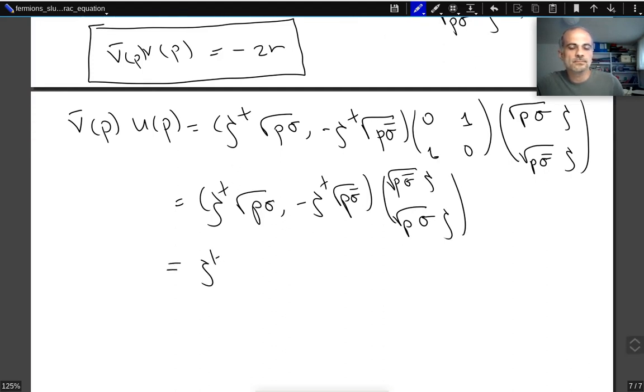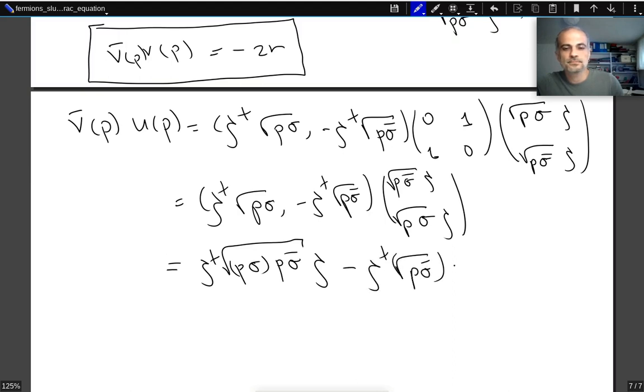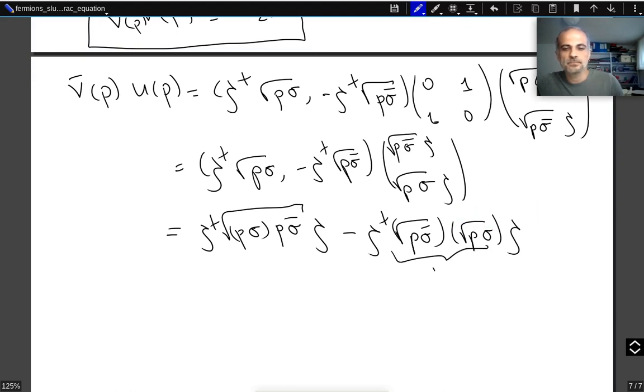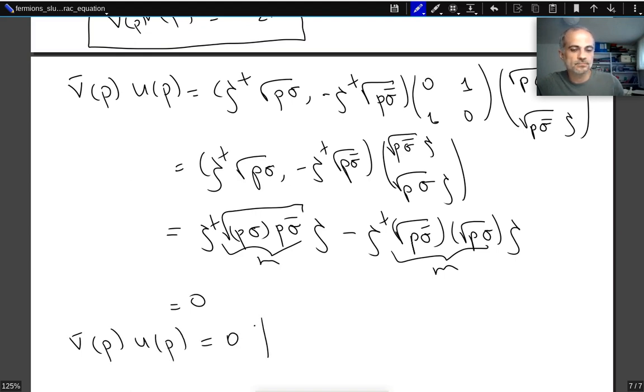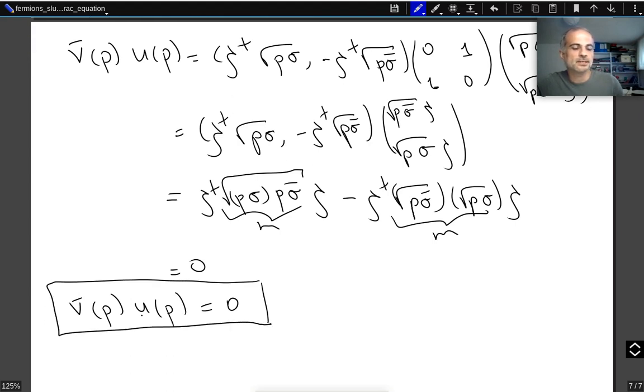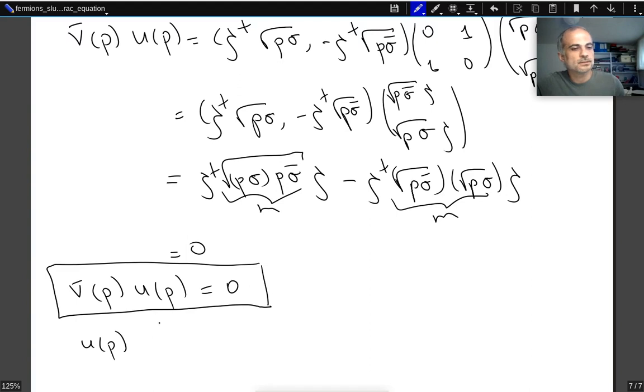which is psi dagger square root of P sigma bar square root of P sigma psi, minus psi dagger square root of P sigma bar square root of P sigma psi. Now note that this product is just m under the square root, and this square root is also m, so this is just 0. So V bar of P and U of P are orthogonal to each other in this sense. Now you can just go ahead and calculate U bar of P and V of P. This will also be 0.